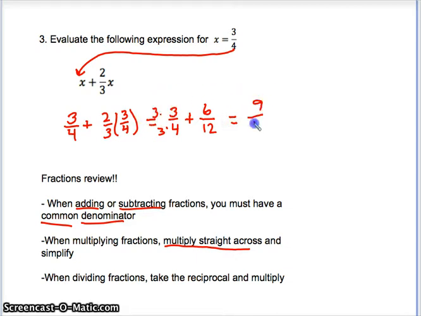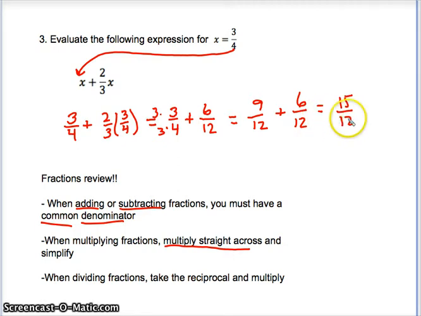It's 9/12 plus 6/12. I leave the denominator as 12 and I add across the top to get 15/12. 15/12 is an improper fraction. The top number is bigger than the bottom. So let's turn this into a mixed number.